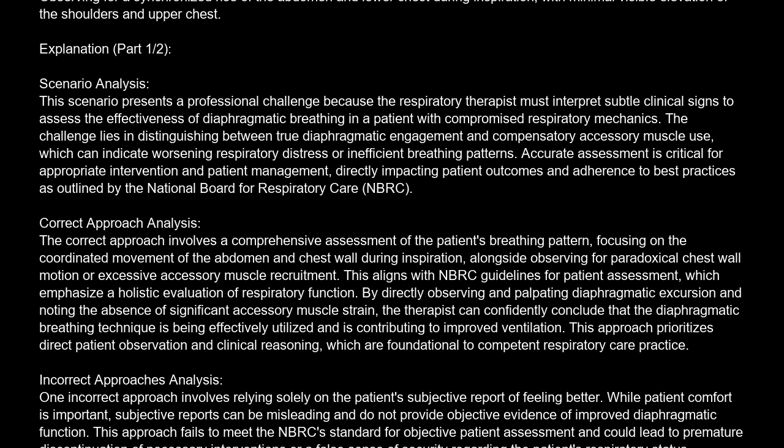Accurate assessment is critical for appropriate intervention and patient management, directly impacting patient outcomes and adherence to best practices as outlined by the National Board for Respiratory Care, NBRC. Correct approach analysis. The correct approach involves a comprehensive assessment of the patient's breathing pattern, focusing on the coordinated movement of the abdomen and chest wall during inspiration, alongside observing for paradoxical chest wall motion or excessive accessory muscle recruitment. This aligns with NBRC guidelines for patient assessment, which emphasize a holistic evaluation of respiratory function.